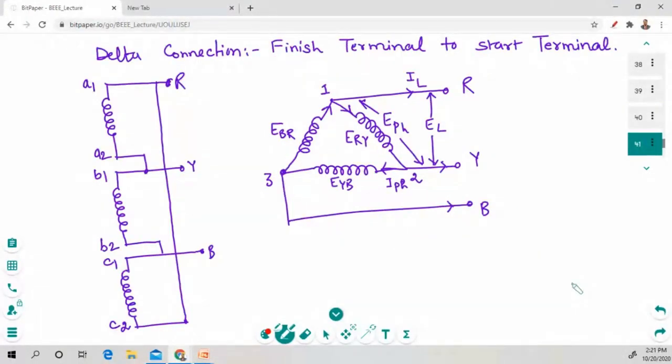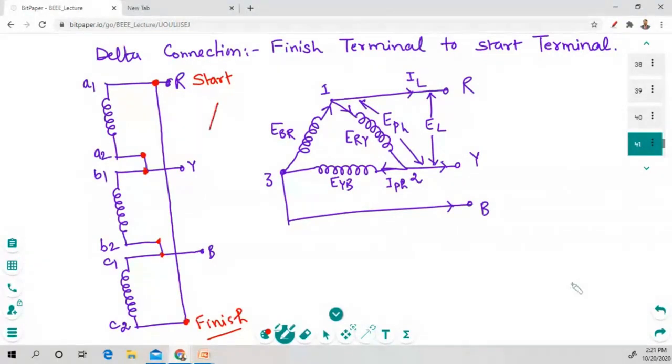As you can see in this figure, delta is connected from the red first terminal to the last terminal. So how you can represent the delta connection? We connect the start and finish terminal. We connect the start to finish terminal. Okay, so this is the start and this is the finish terminal. This is the start and this is the finish terminal. So in this manner we connect a delta connection.